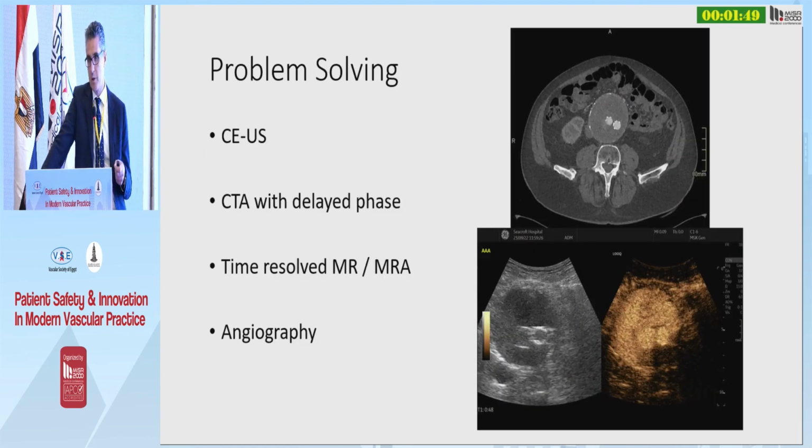Finally, we all know that it's sometimes very difficult to determine why a sac is growing, because on CT it's not always obvious. We have these other imaging modalities, and I would say currently, if you're looking for an endoleak, contrast ultrasound remains the most accurate.